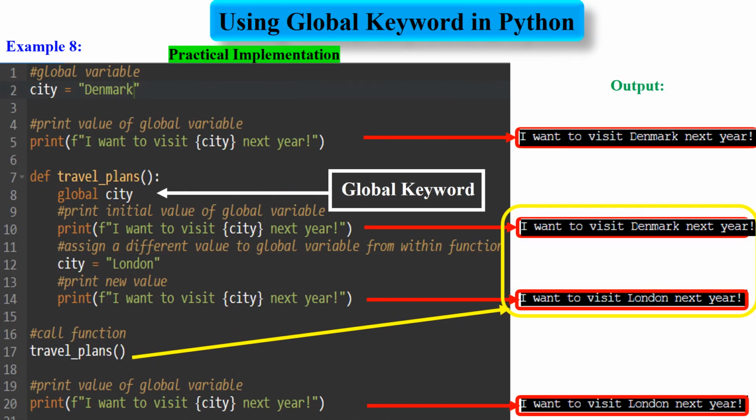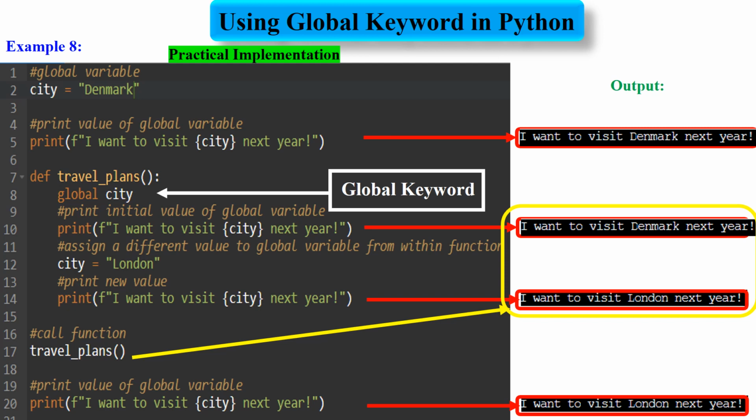Using global keyword in Python. Let's see the modified example. In line 2, there is a global variable named city assigned the value Denmark. In line 5, the code then prints the value of the global variable city using an f-string. The output will be, I want to visit Denmark next year.